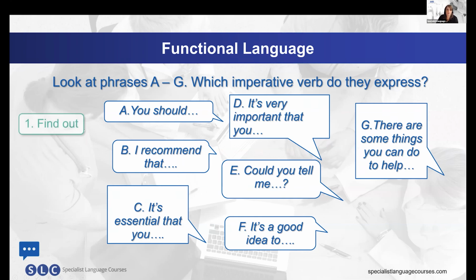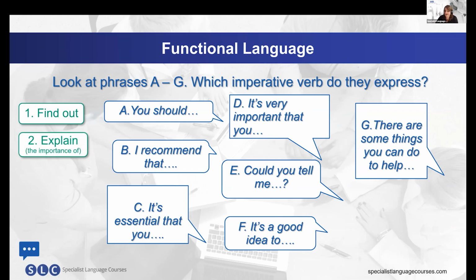So number one is find out. So in the chat box, you can write one and then whichever of these phrases is best used to find out. So for example, maybe 1A or 1B. What do you think? Okay, great. So it's all quite unanimous in the chat there. So a lot of people saying E for that one. Okay, let's look at the next one.